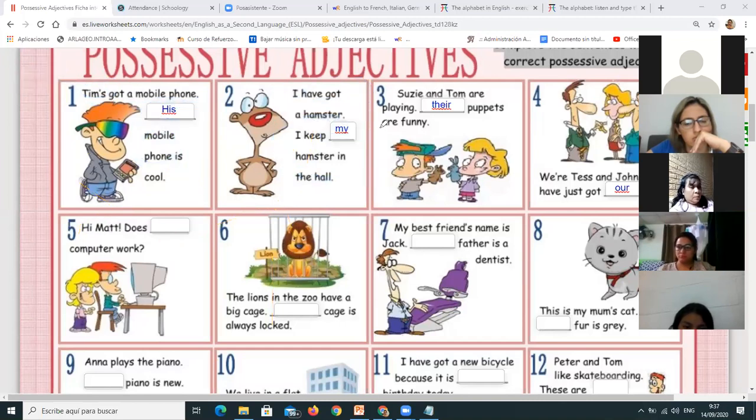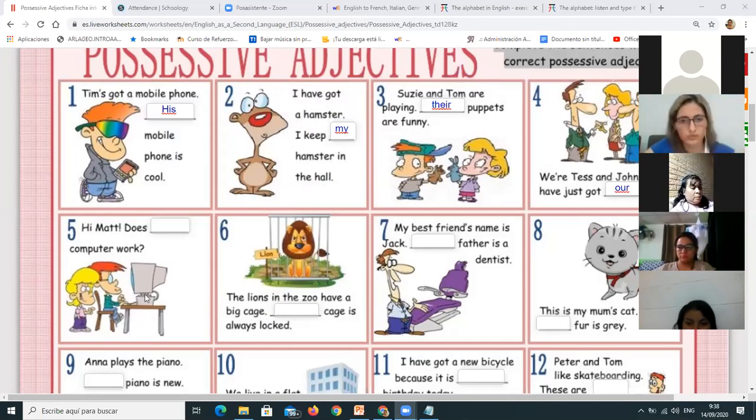In the case of number three, Moises, what are the two sentences? Está hablando de Susie y Anton. Exactly. O sea, de ellos. Sería they. Si yo quito Susie y Anton, sería they. They are playing. So, what is the possessive adjective? Their. Their puppets are funny. ¿Por qué their? Porque no estamos hablando de mis puppets, ni de sus puppets. Estamos hablando de los puppets de Susie y Anton. Exactly. Thank you, teacher. You're welcome. It's a pleasure.